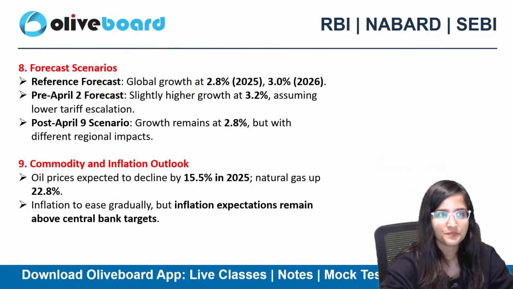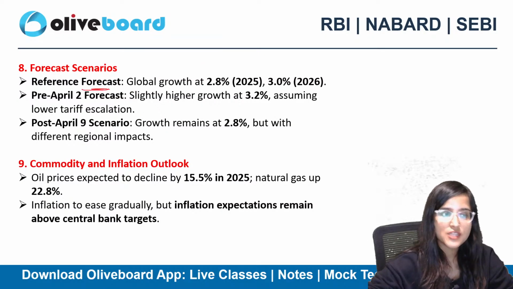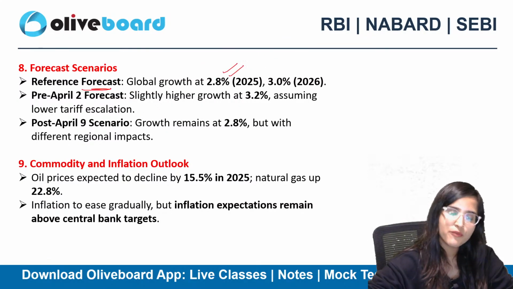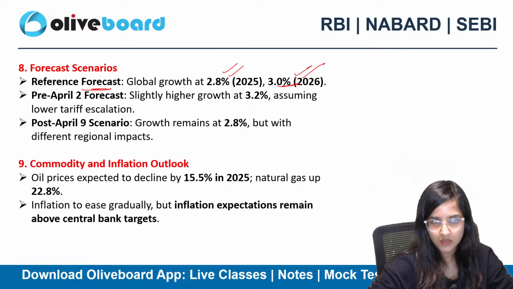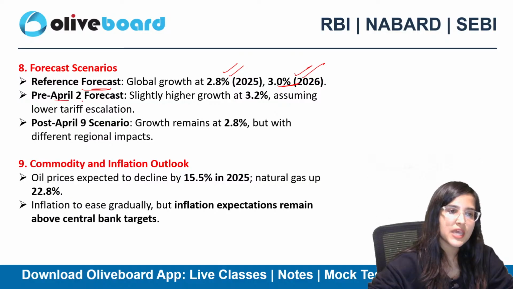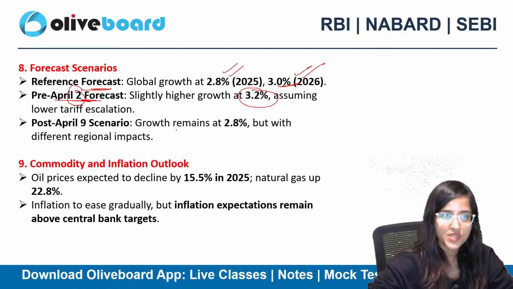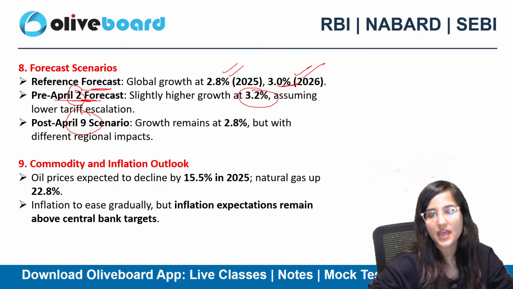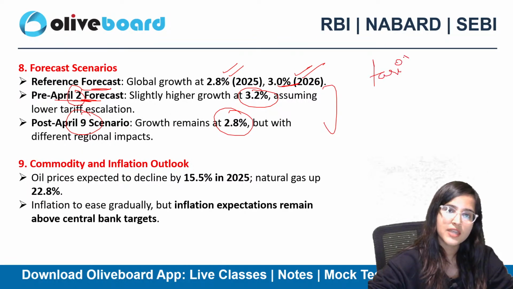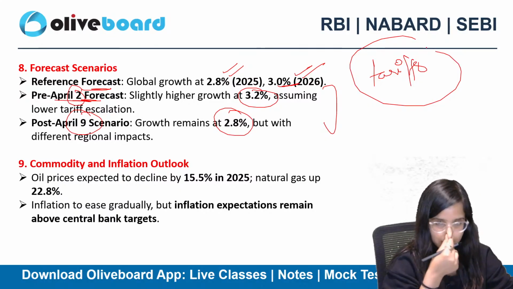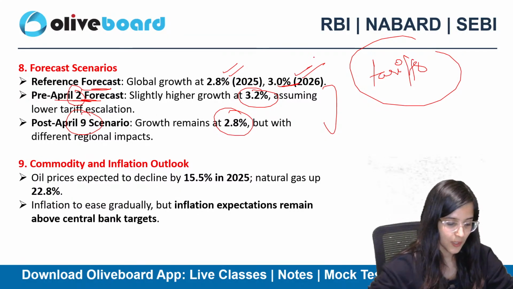Okay. Then if we talk about the reference forecast for this year, at the global level for 2025 it's 2.8% and for 2026 it's 3%. If we see the pre-April forecast, before 2nd April, it was 3.2%, and in the post April 9 scenario, growth is 2.8%. So you can see that this is all because of these tariffs, because of this escalating trade war that we are seeing.